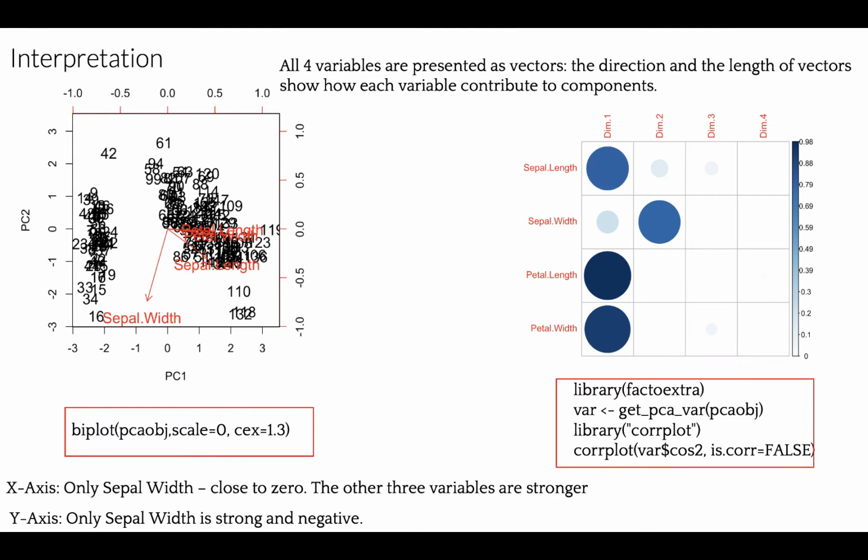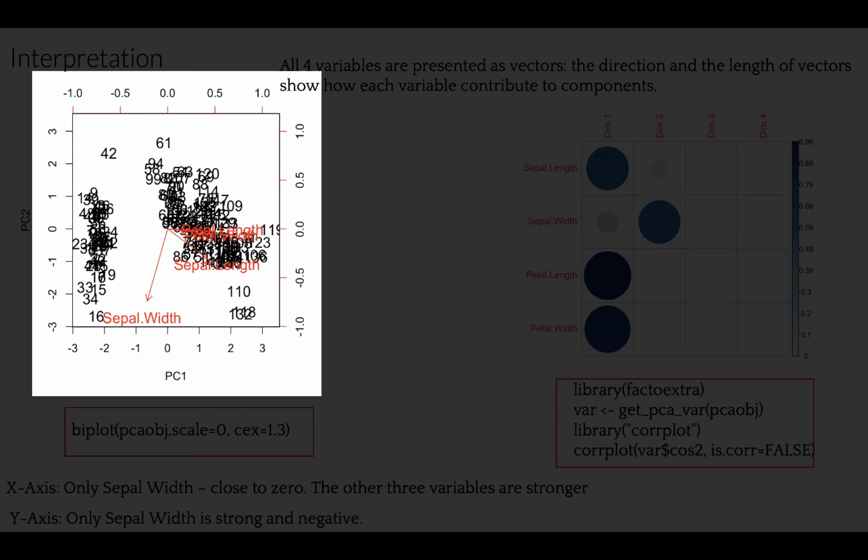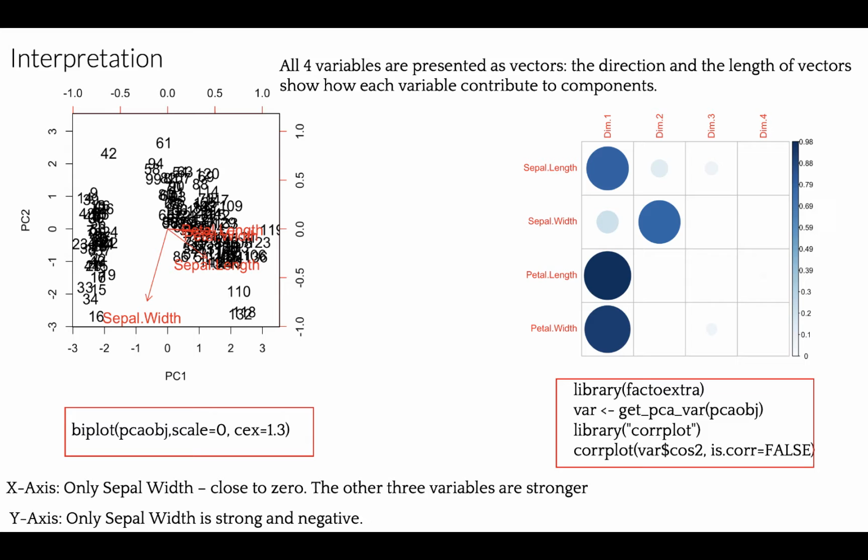How do we interpret principal components? First, let's look at the biplot on the left. All 4 variables are presented as vectors, and direction and length of vectors show how each variable contribute to components. So we would like to see the longer length of vector, and we also need to note whether direction is positive or negative, or whether the variable is close to 0.